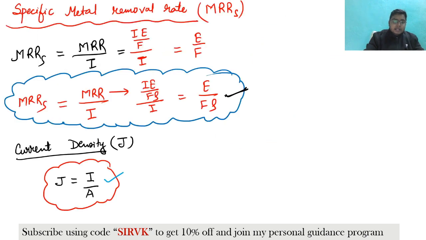Also we have seen what the specific material removal rate is. Yes, we have seen what the specific material removal rate is, that is this formula, clear? That is E by F rho. And what is J? J is the current density, that is denoted by I by A, fine.